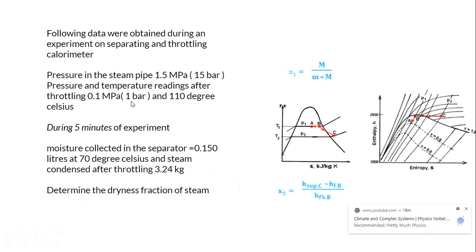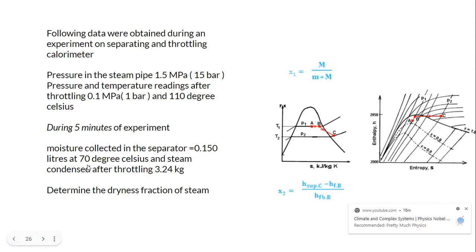Now we know that approximately the boiling point at 1 bar is 100 degrees centigrade and the temperature of the steam is 110 degrees centigrade, meaning that the steam after throttling is superheated. The steam after throttling is superheated.